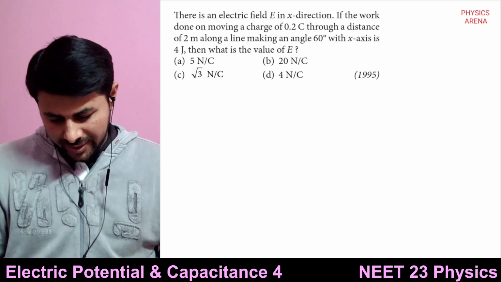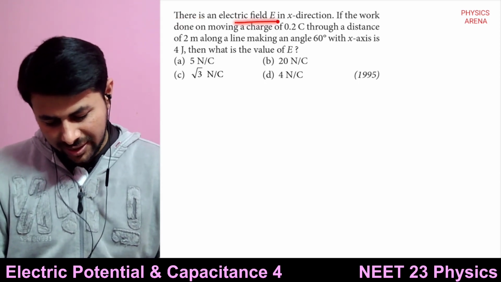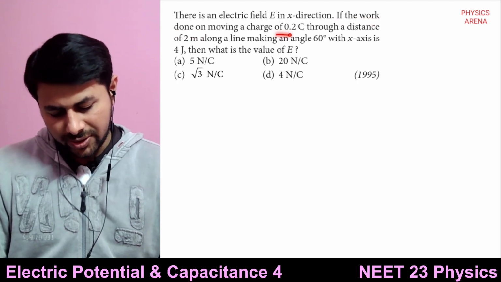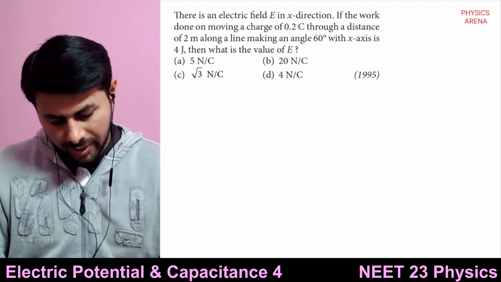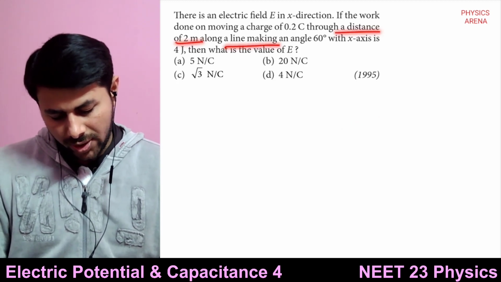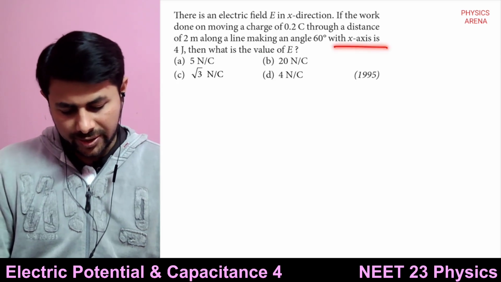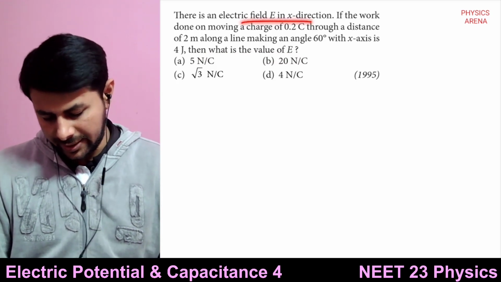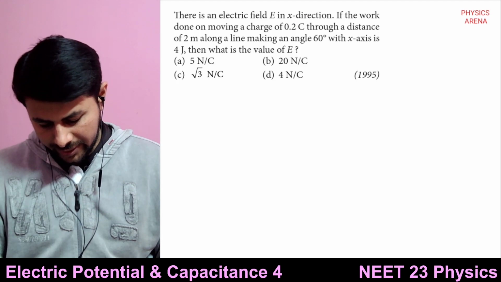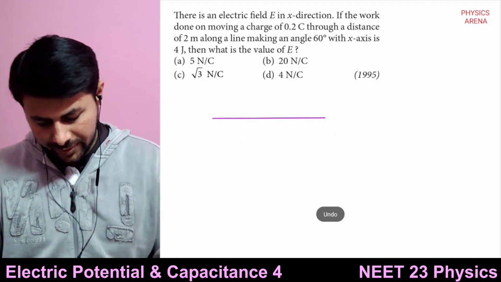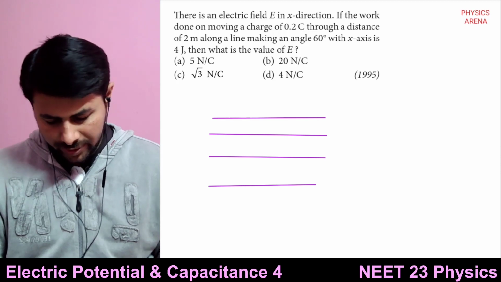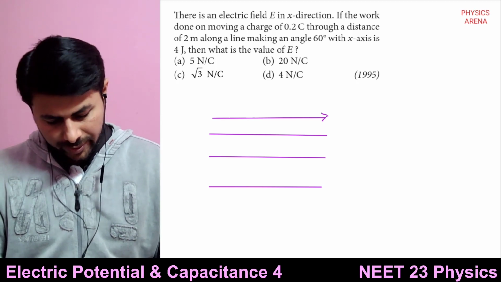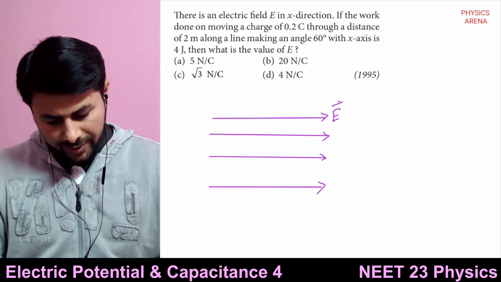Okay. Anyways, next question. There is an electric field E in x direction. If the work done on moving charge of 0.2 coulomb through a distance of 2 meter along a line making an angle 60 degree with x-axis is 4 joule, then what is the value of electric field? Okay, there is electric field in x direction. So suppose this is the electric field. This is E bar.